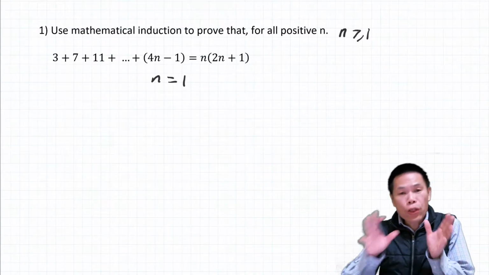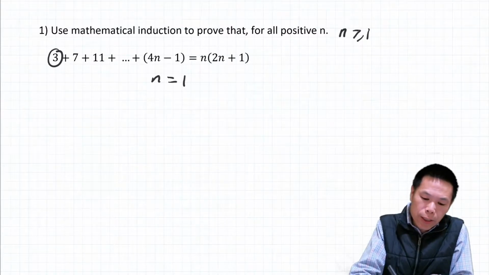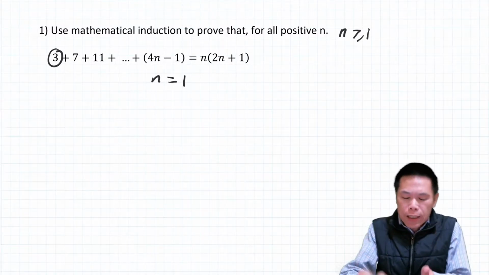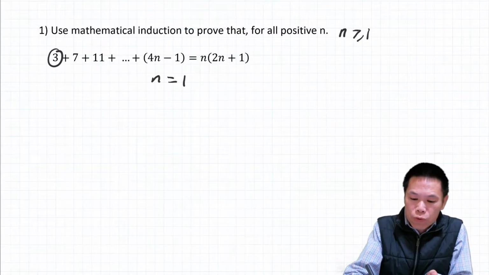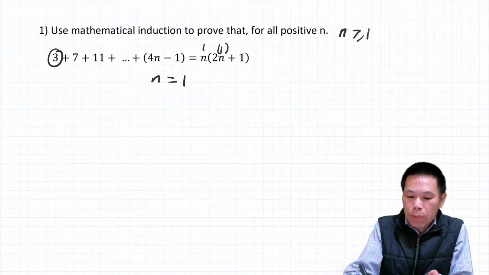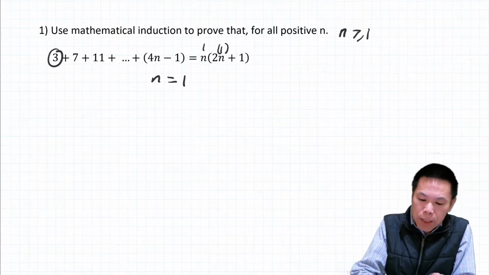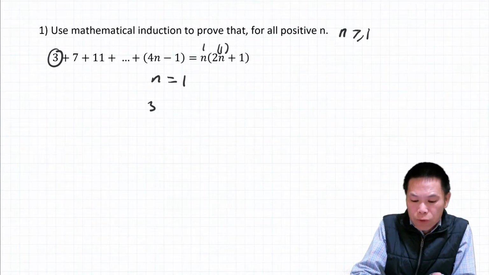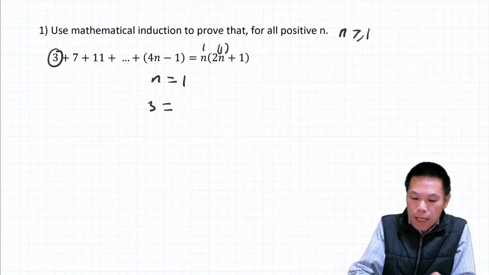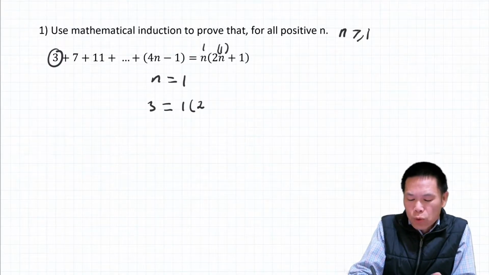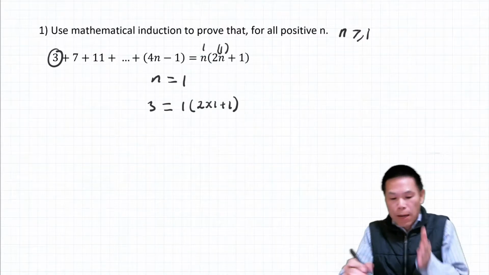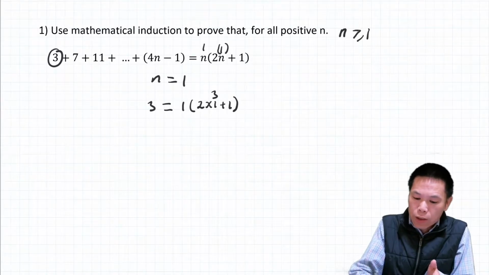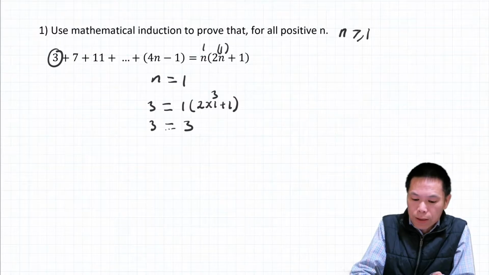this means that the left hand side is equal to 3. And on the right hand side, every time we see n, we need to replace it with 1. So that means 1 times 2 lots of 1 plus 1. On the left hand side, we have 3. On the right hand side, we have 1 and then 2 times 1 plus 1. So 2 times 1 is 2 and 1 is 3. So 1 times 3 is 3. So that is 3 is equal to 3.